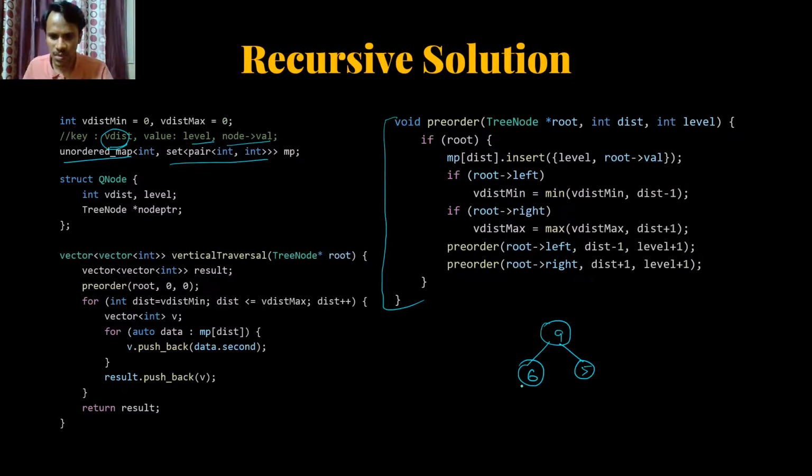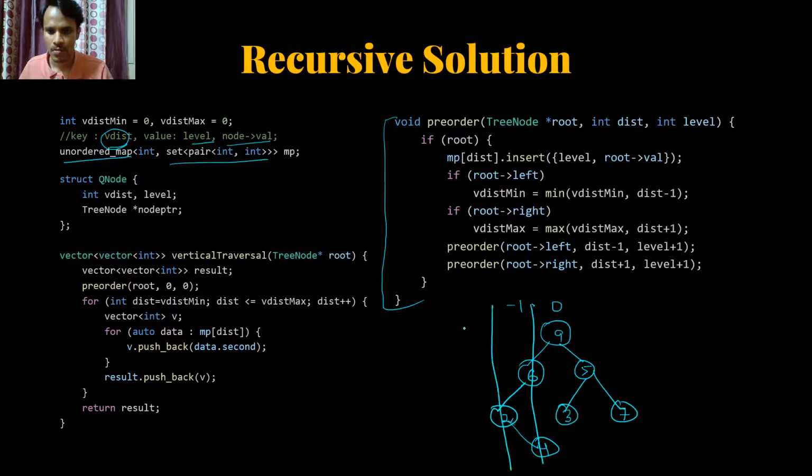Okay, so let's consider this example where we have 2, let's say here it is 3, here it is 7, and let's say here it is 4. So how would pre-order basically traverse this? When we are doing pre-order, this is vertical distance 0, -1, -2, 0, +1, and +2, right?